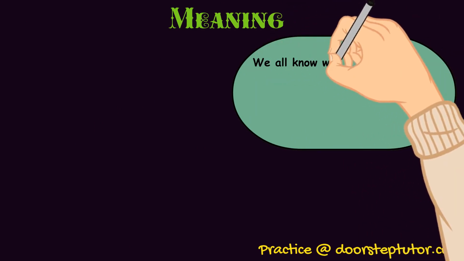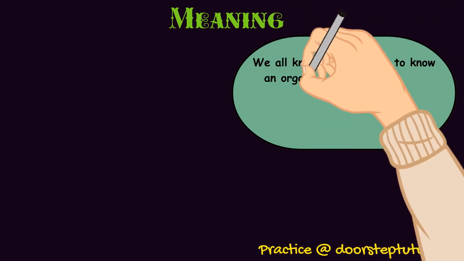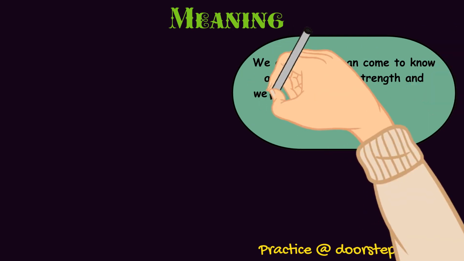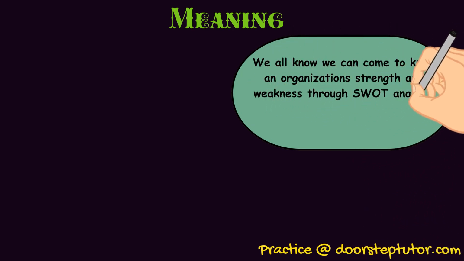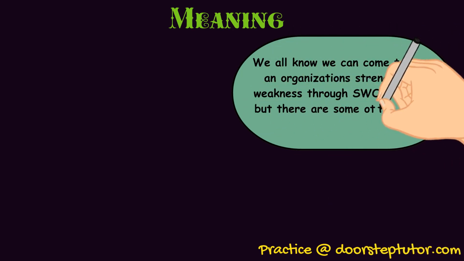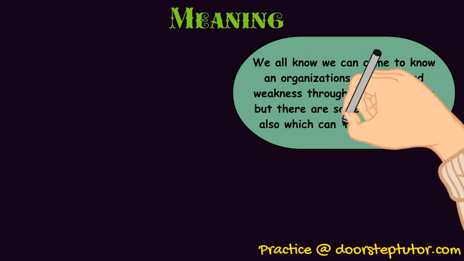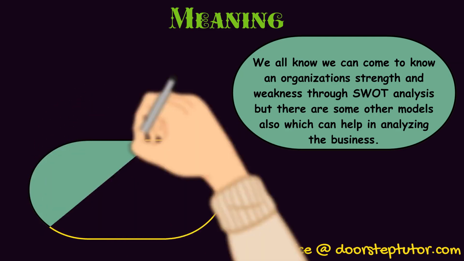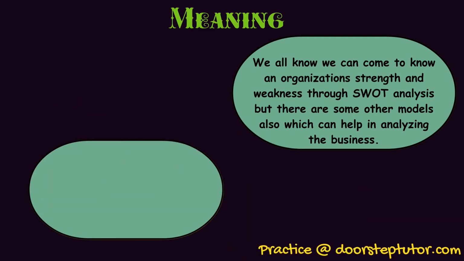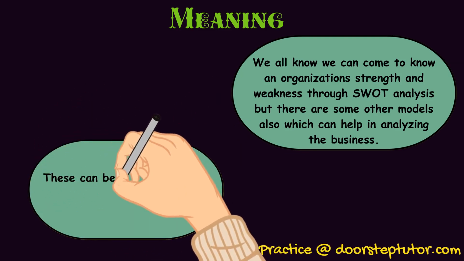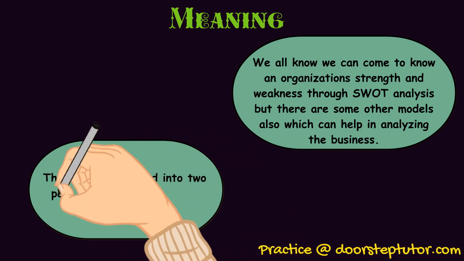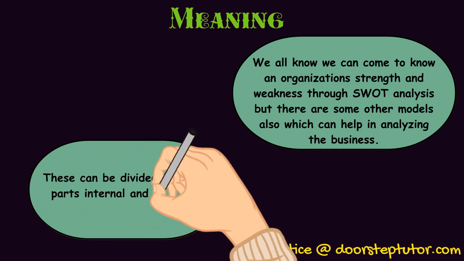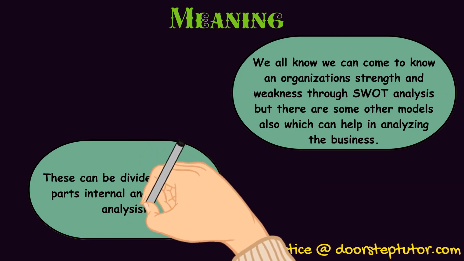We all know that we can come to know an organization's strengths and weaknesses through SWOT analysis. But apart from this, there are many other models which can help us in analyzing the company's strengths and weaknesses. Right. So these can be divided into two parts, that is the internal analysis and external analysis.